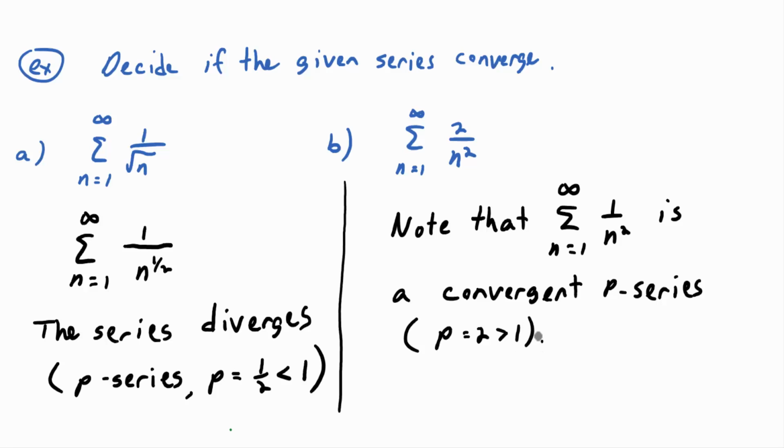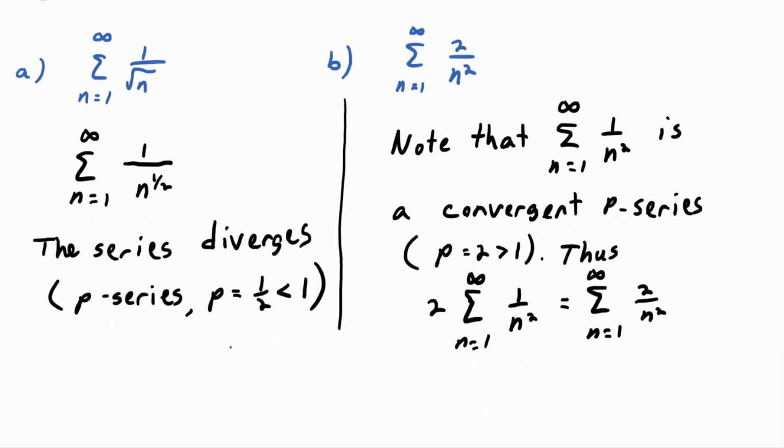So isn't it true that 2 times that p-series is going to be convergent? Yeah. Thus, 2 times that series, which we can bring, for a convergent series, we can bring in the 2. So 2 times the sum from n equals 1 to infinity of 1 over n squared is the given series. It converges.